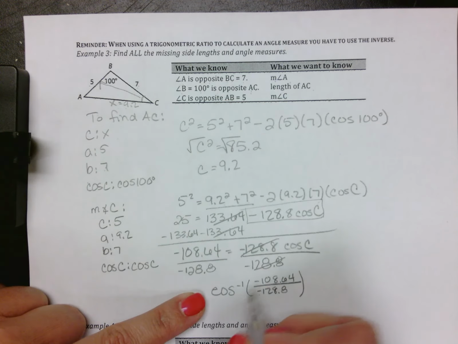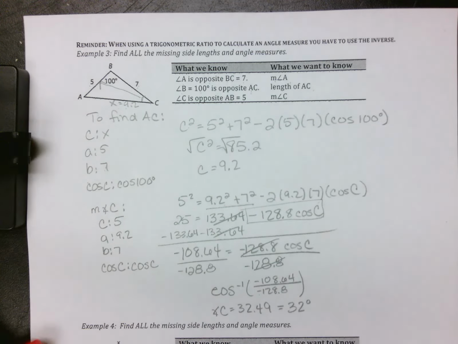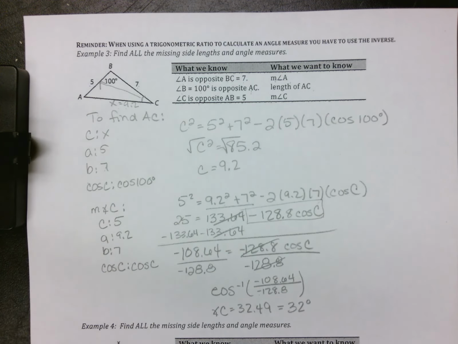So when you change this, because we're looking for an angle measure, we change this to the inverse and we type it all into our calculator, you're going to find that angle C equals 32.49, and we like to round degree measures to the nearest whole number, so that's 32 degrees. So angle C is 32 degrees.